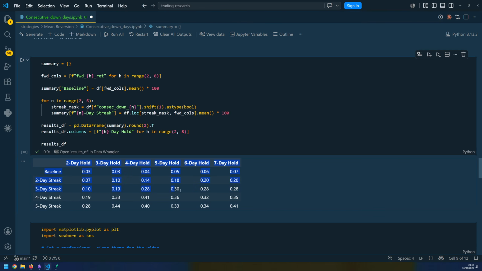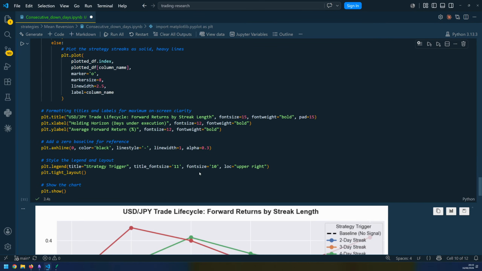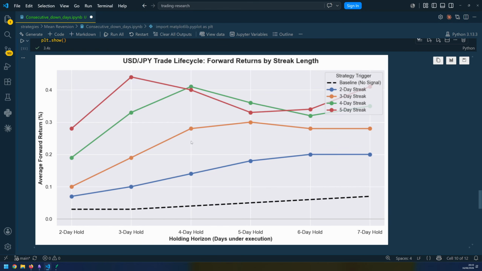But this table is a bit of a data dump. It's not that easy to quickly make sense of what's going on. So that's why I plotted all of this out on a line graph. And if we scroll down a little bit, then we see the results from that study. Each of these different color lines represents a pattern. You can see the legend in the top right corner. So this is a 2-day streak, 3-day, 4-day, and 5-day. And the y-axis is the average return for holding multiple days. Down at the bottom here is the baseline.